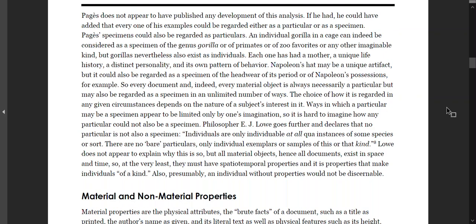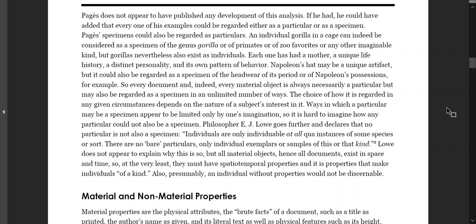Paget does not appear to have published any development of this analysis. If he had, he could have added that every one of his examples could be regarded either as a particular or as a specimen. Paget's specimens could also be regarded as particulars. Oh god, this reminds me, we're back to the serials and periodicals tautologies. An individual gorilla in a cage can indeed be considered a specimen of the genus gorilla, or of primates, or of zoo favorites, or of any other imaginable kind.